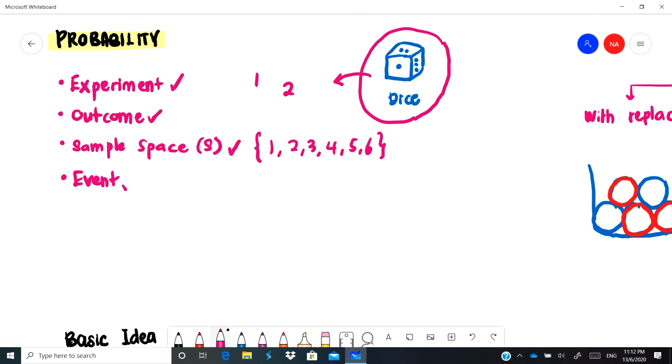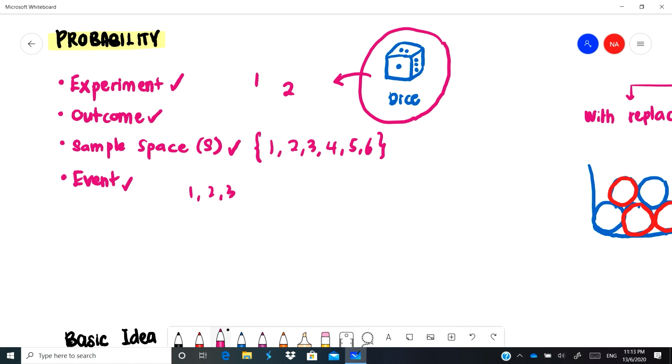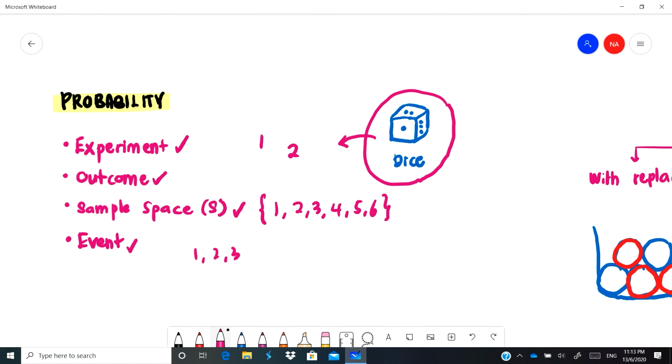An event is, let's say we're going to find the probability of getting an odd number, meaning we're going to have 1, 3 and 5. This is the event that we create, so we can find the probability. So these are the 4 terms that are very important in probability.